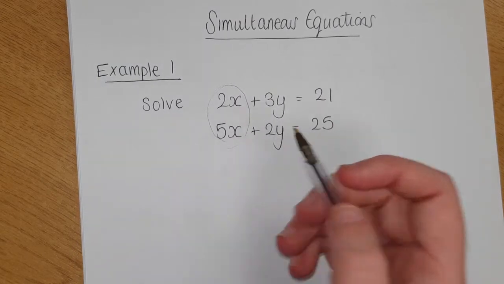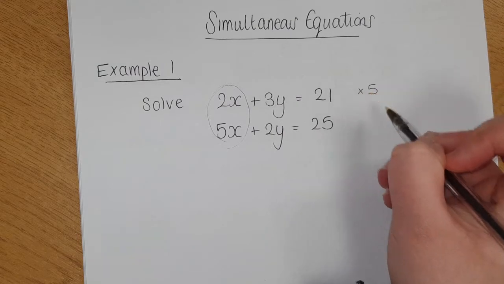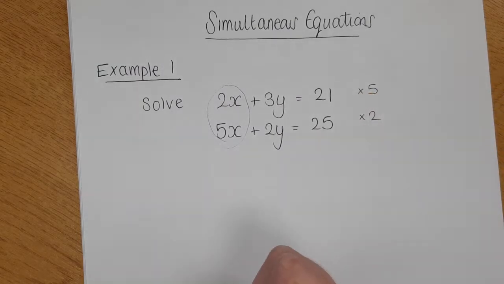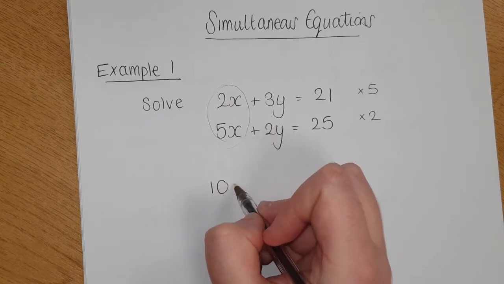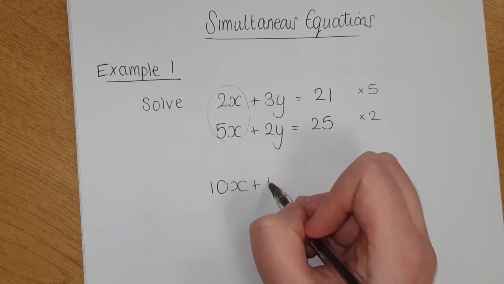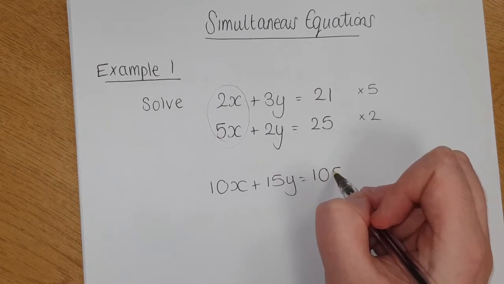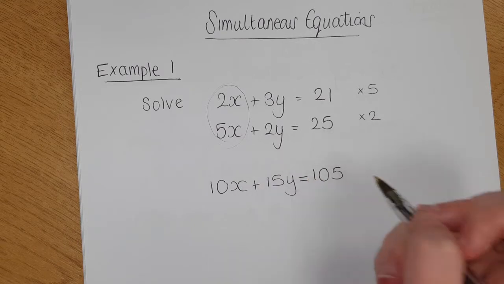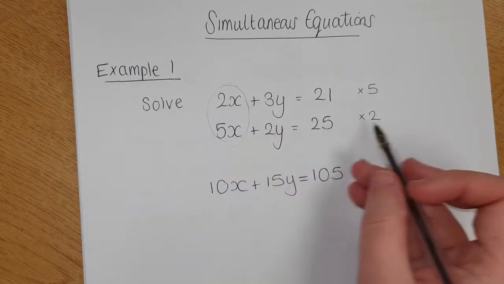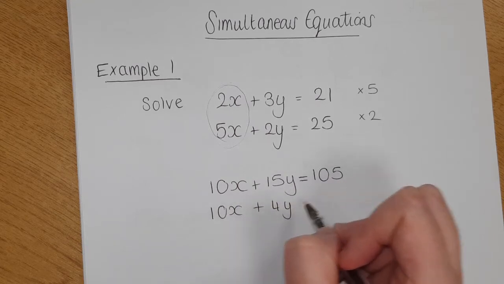I tend to try and stick with the first number. So if I'm going to make the x's the same, I'm going to make both of them say 10x. So I'm going to times the top row by 5 and the bottom row by 2. You can use a calculator if you want, but timesing the top row by 5, I get 10x. 3y times 5 is 15y, and 21 times 5 is 105. What we're then going to do is times the bottom row by 2, so I get 10x plus 4y equals 50.